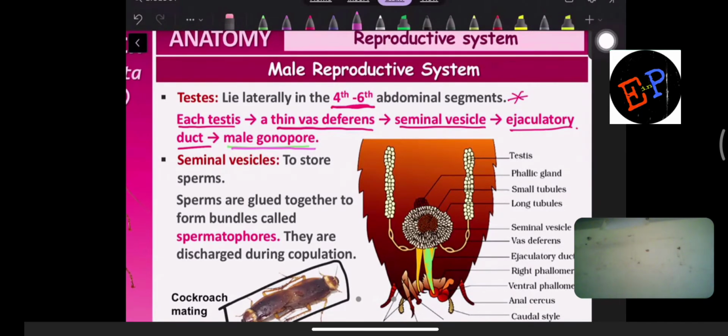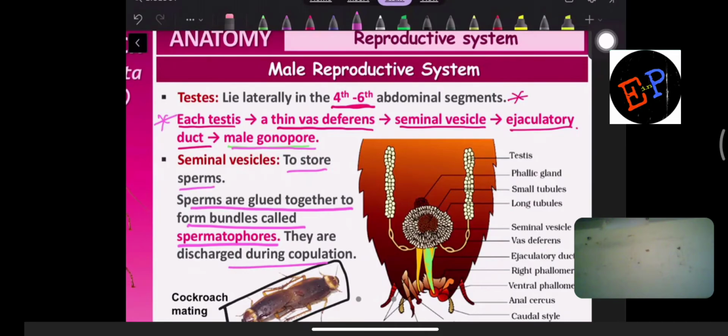So this sequence also you are supposed to remember, because this is the sequence which is given in NCERT. Clear? So from the testis, sperm enters into the vas deferens, then it enters into the seminal vesicles, then into the ejaculatory duct, then into the male gonopore. That's it. Seminal vesicles are responsible for storing the sperms. Similarly, sperms are glued together to form bundles called spermatophores, and they are discharged during copulation.